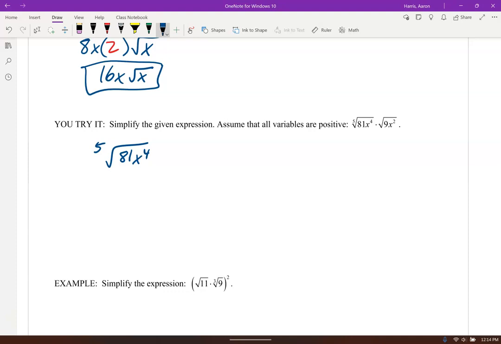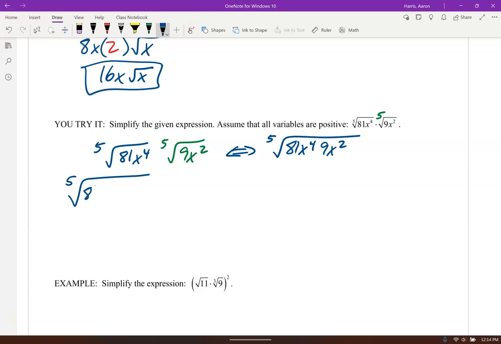Now this is, you know what, that's supposed to be a 5th root too. Sorry about that, that's a typo. 5th root of 9x squared, because they both have to be 5th roots to put them both under the radical, and I want this problem to be all 5th roots so I can put them underneath the radical.